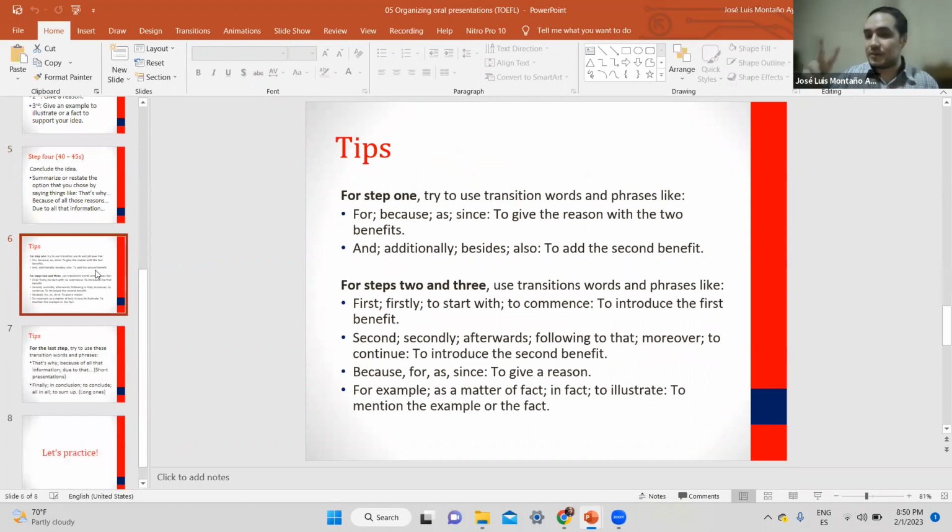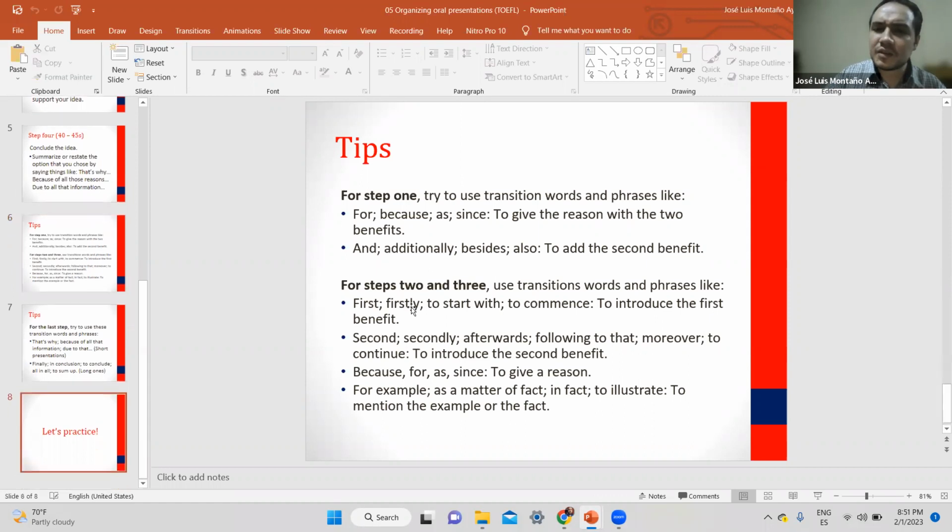We got to practice, right, in two different classes. So I believe that you are more or less familiar with it. Here you have some words that you can use. For example, in the introduction, you say, I prefer this for, because, as, since, then you mention the reasons. If you want to mention the reasons with interesting words, you can say and, additionally, besides, also, to make some changes, right? And then, in steps 2 and 3 that are related to how you support your two reasons, you have these words, right?